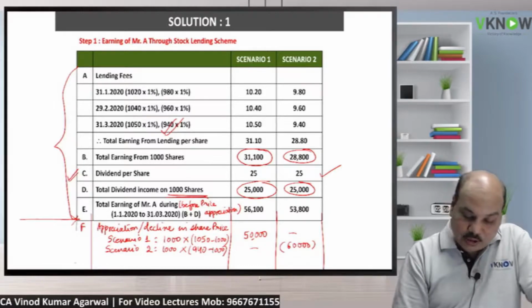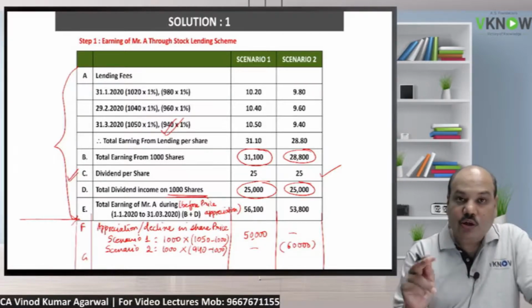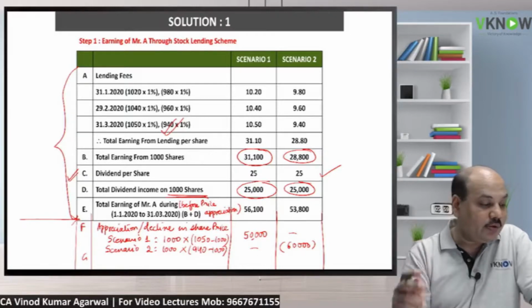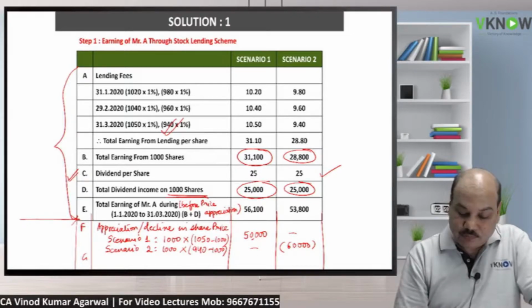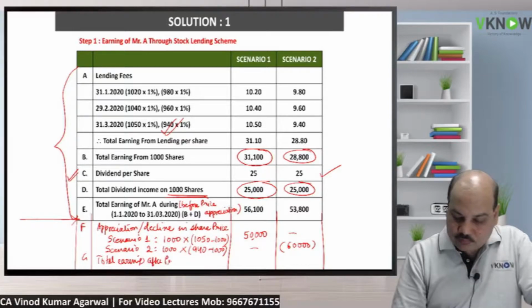So finally, last line, this is not written in the material. That is why I said note down the answer. Total earning after price change, after considering price change.